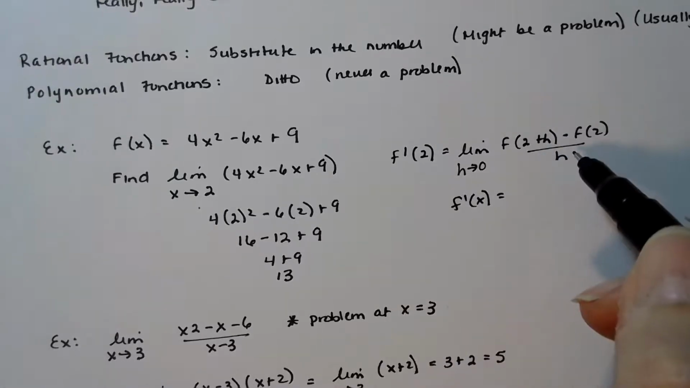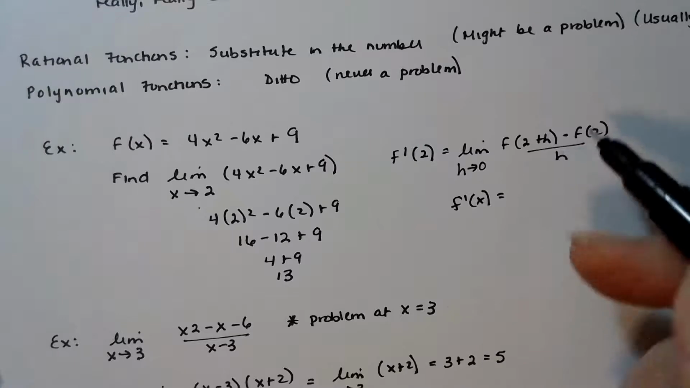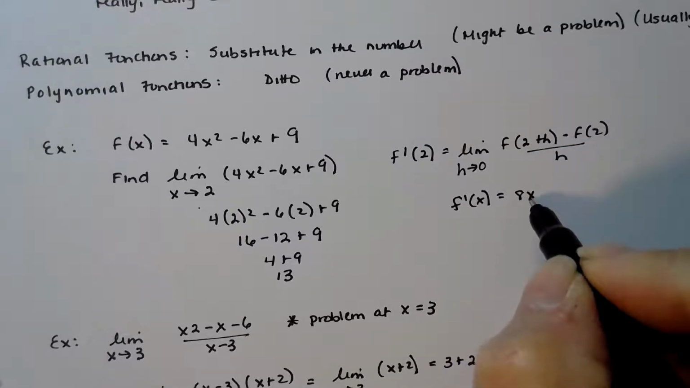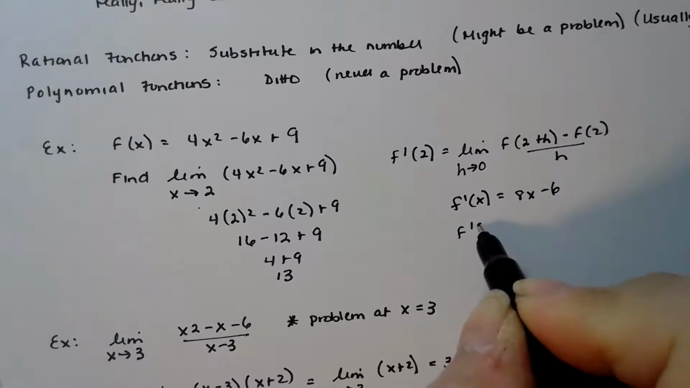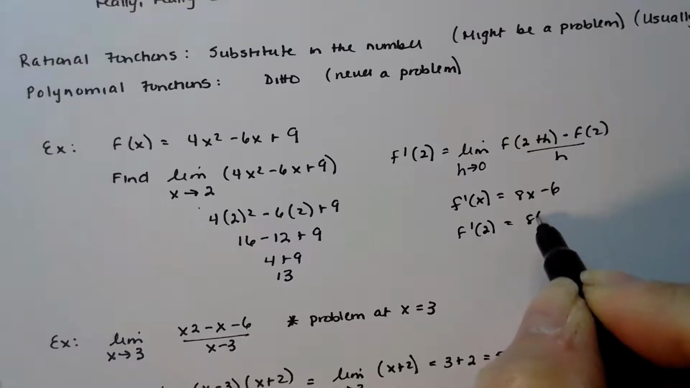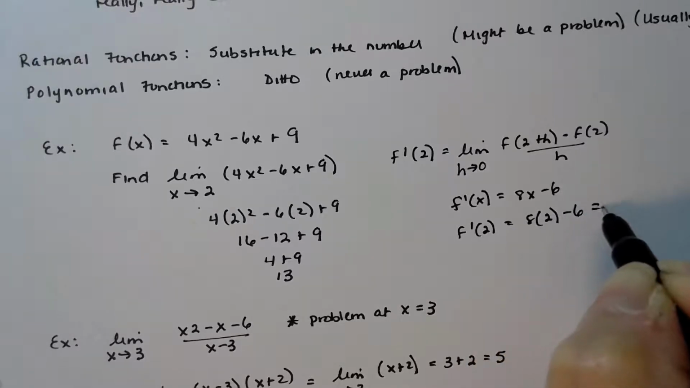I don't want to do the long way right now. I'm trying to make a point here. So it's 8x minus 6. If I evaluate that derivative when x is 2, I get 8 times 2 minus 6, or 10.